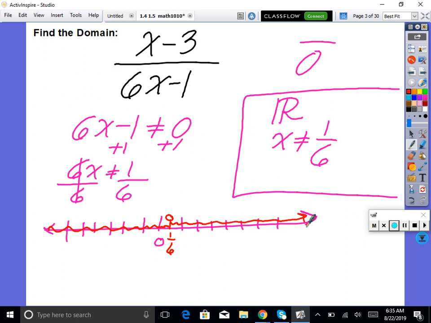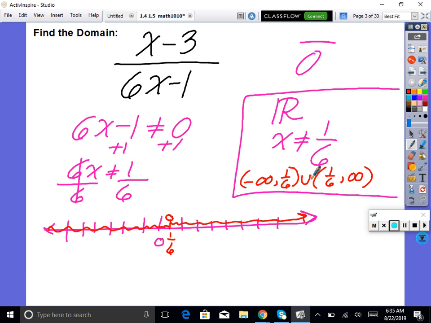So this domain in interval notation would look like this. Negative infinity up to 1/6. Now you've got to put a parenthesis around 1/6 because we can't be 1/6, and a parenthesis means not including. Then we jump over 1/6 and head to infinity. The way we write it is we say union, which just means both of these together, united.